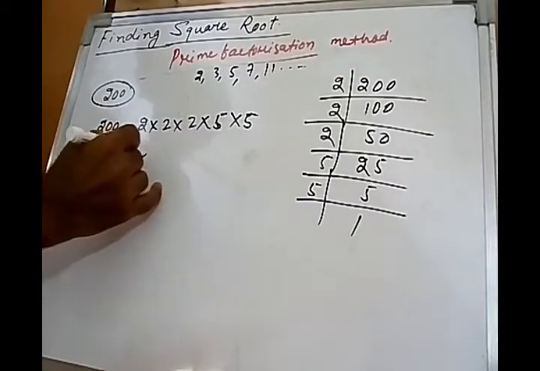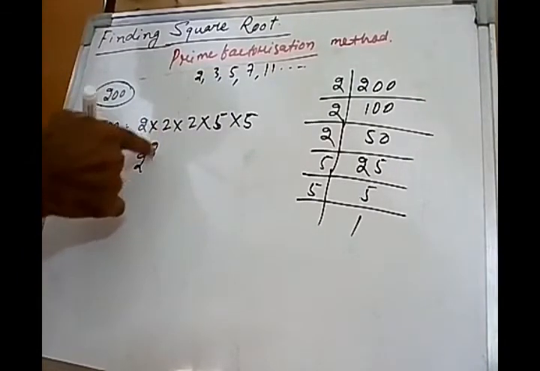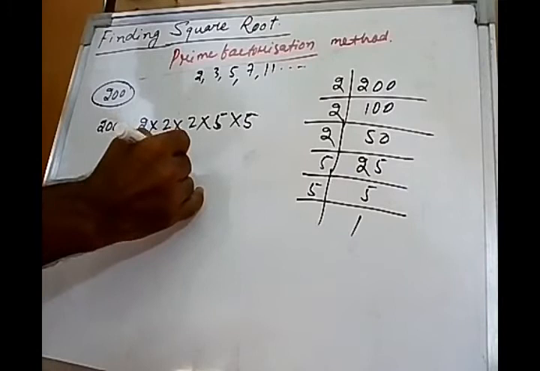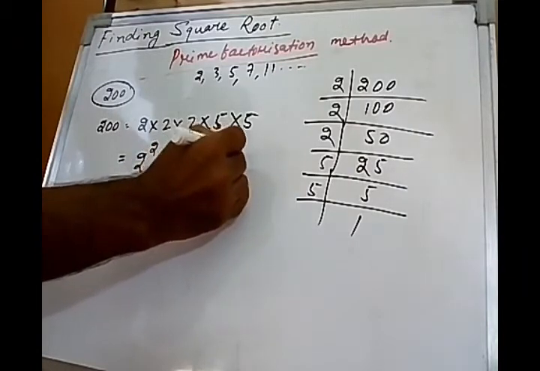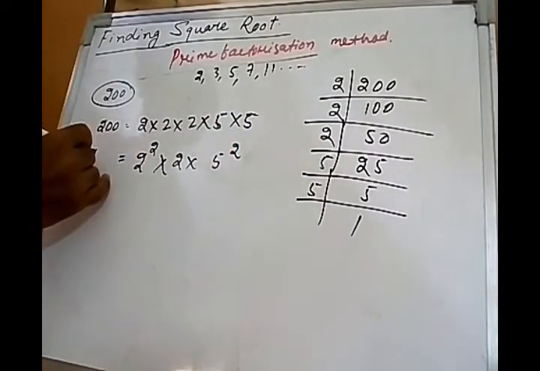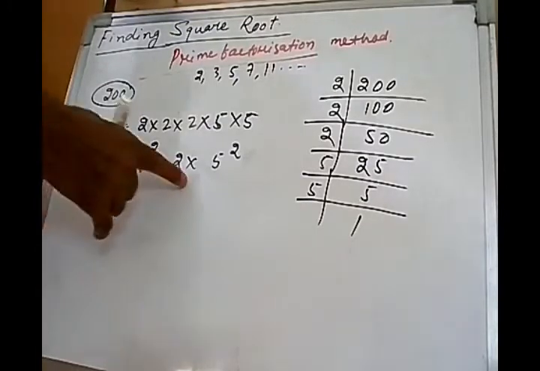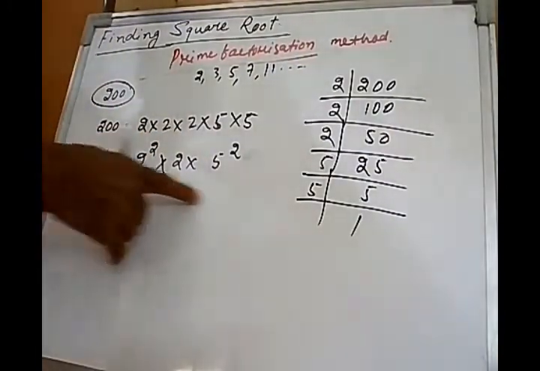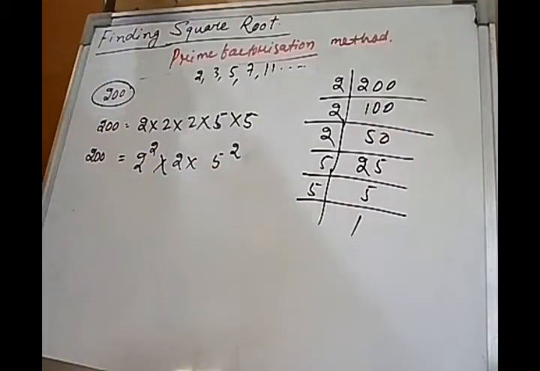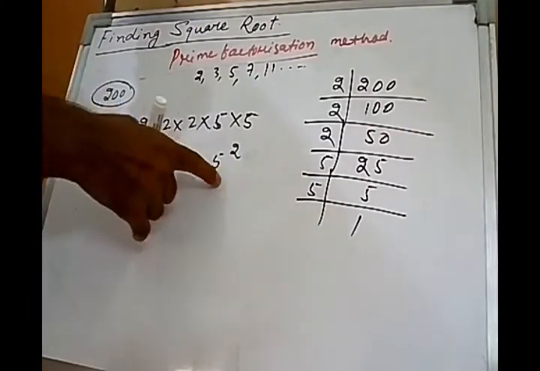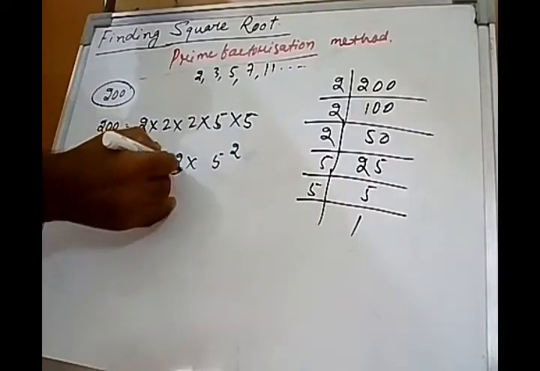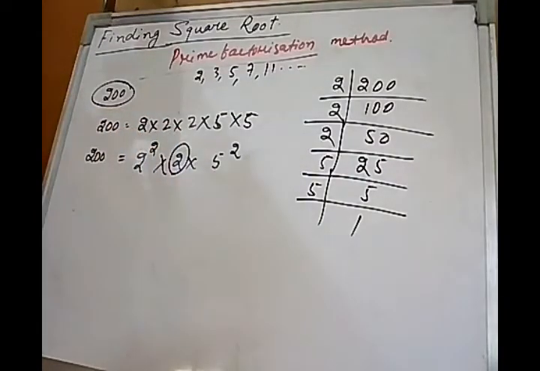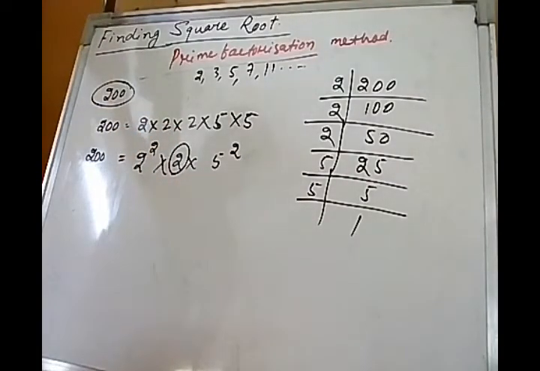So we can arrange them in the form of square. 2 multiplied by 2, 2 square, now only 2, now 5 in the form of a square. So 200 is 2 square multiplied by 2 multiplied by 5 square. Now if you see here, all the factors are not in the form of a square. So here 2 is in the form of square, 5 also in the form of square, but 1 2 is alone, that is not in the form of a square.